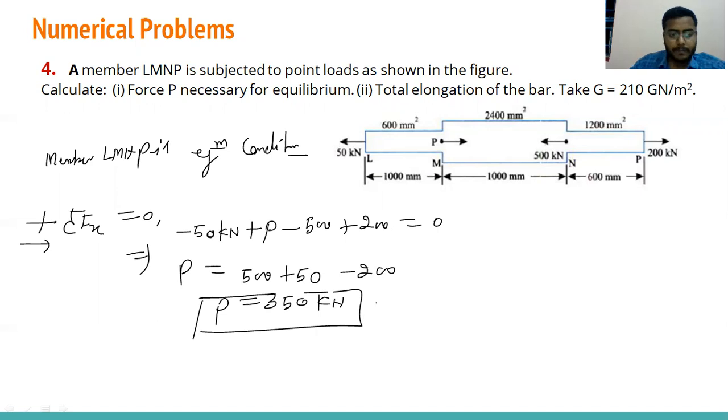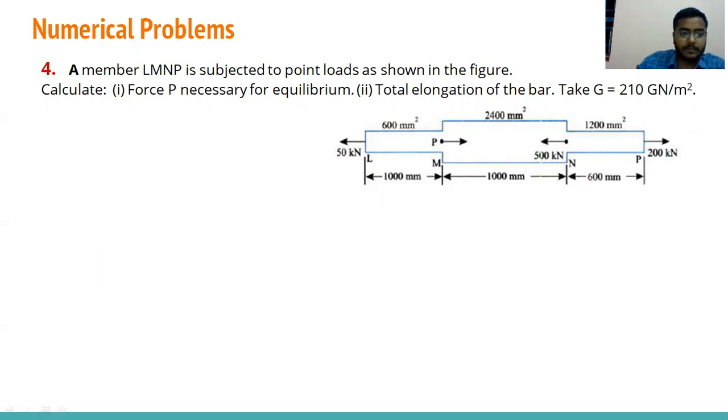Right? So P we got 350 kilonewton. Now, total elongation of the bar. So for a single bar like this, let me write some formulas.